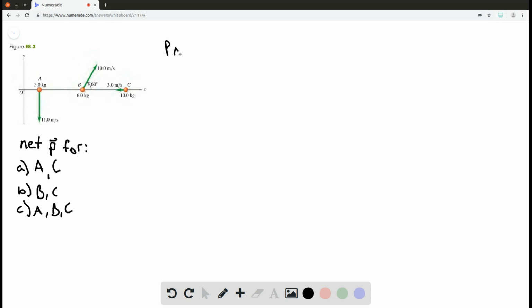So the most logical place to start is just with getting an expression for the momentum of each of these individually, and then we just add up our expressions instead of going to the bother of doing some of these more than once. So for object A, we can see it has a mass of 5.